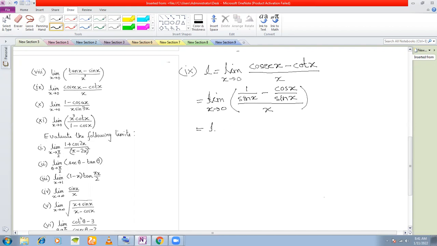Now you take the LCM in the numerator. You will be able to bring sine x to the denominator. So you simply get 1 minus cos x by x sine x. Right? Now 1 minus cos x, from multiple angle formula, is 2 sine square x by 2. Right?